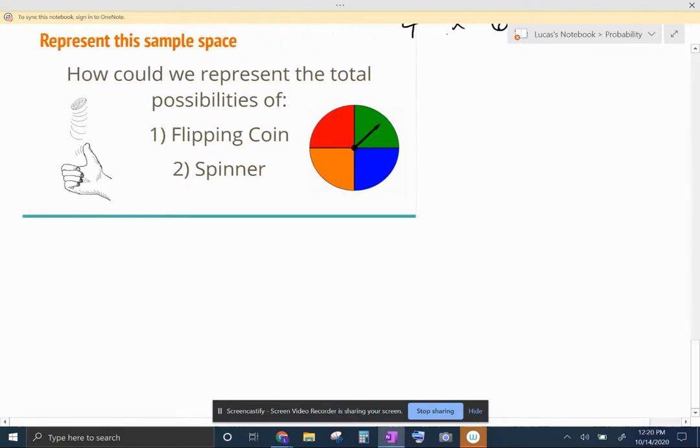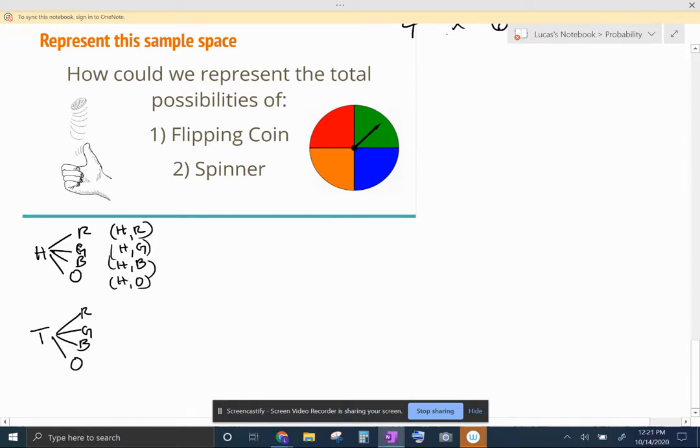Okay. So here's one. It says flipping the coin and spinning the spinner. Well, I could flip a heads and then a red, a heads and then a green, a heads and then a blue, and then a heads and then an orange. And then I could also flip a tails first and get a red or a green, a tails and then a blue, and then a tails and then an orange. So this says heads and then a red. This says heads and then a green. This says heads and then a blue. And this says heads and then an orange.